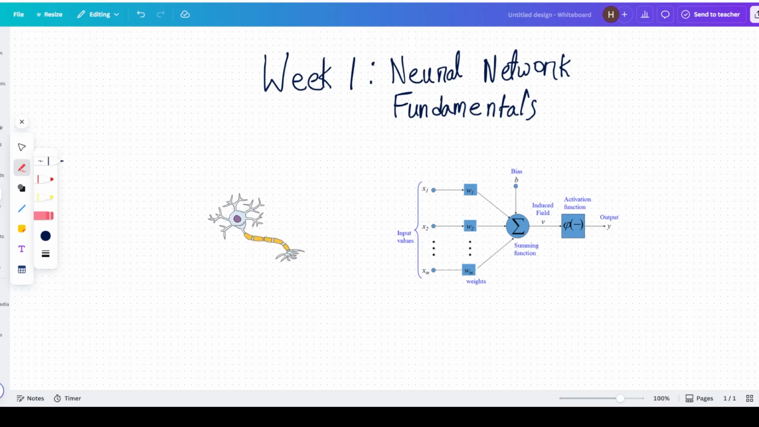Now, here you can see we have a computer neuron. Here you can see we have some input values. Then we have x1, x2, till xm as our input values. And here we have some weights, and after adding some biases and using the activation function, we get some output. So here we're mimicking the decision making process, not the biology.